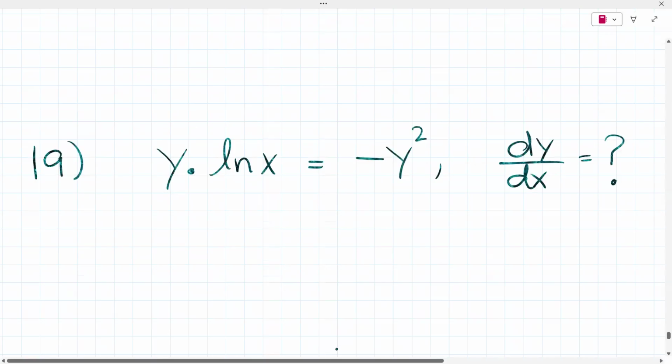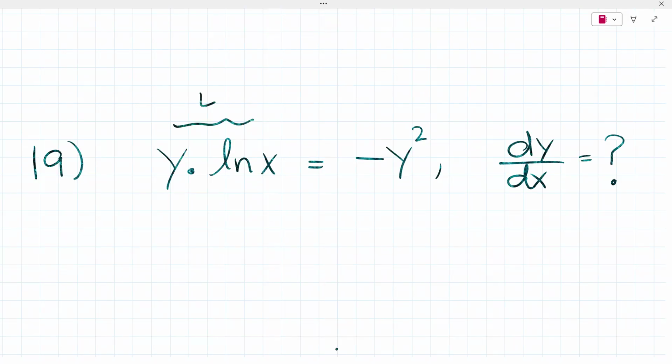So on 19, we have y times ln of x equals negative y squared, and we must find dy dx. So we've got to be careful because we're doing implicit differentiation. We've got to do the left, we've got to do the right, and we're taking it with respect to x. So let's start with the left side. We have y times ln of x. So how do you take the derivative?